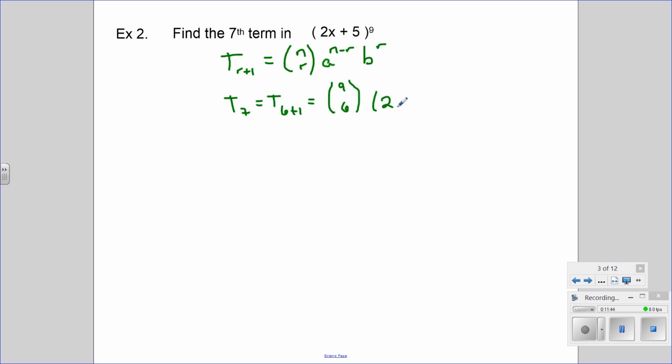Our a value is 2x, and we're raising that to the n minus r, so that'll be 9 minus 6. And our b value is 5, and we're raising that to the 6th power. So I'm just taking each of the values that I'm given, identifying this as a, this as b, this is our n, and if we want the 7th term, we're going to use r as 6, okay? So once we simplify, find 9 combination 6, or 9 choose 6, go ahead and raise 2x to the 3rd power, and then 5 to the 6th. Pause here, try this one, and see if we match.